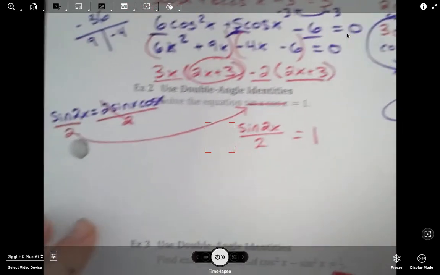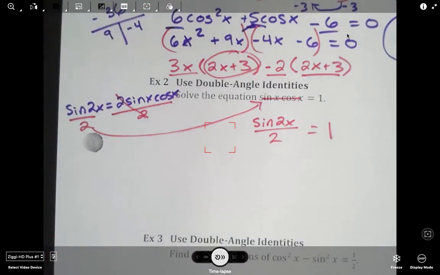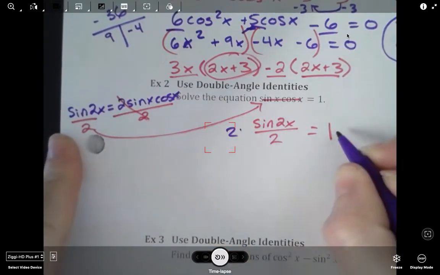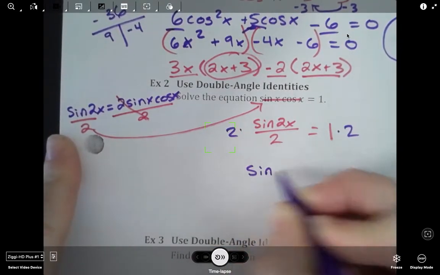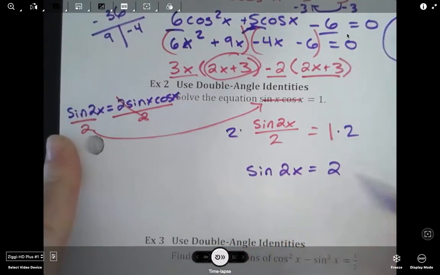Okay, so did you guys see what we did to get the sine cosine? We want just sine cosine because we've got to replace this. So we divide the 2 over to the other side, and then we can take this junk and shove it in here, right? Now we want to solve for sine of 2x, or get sine of 2x by itself. So I'm going to multiply by 2, times 2 times 2. So we have sine of 2x equals 2, all right?